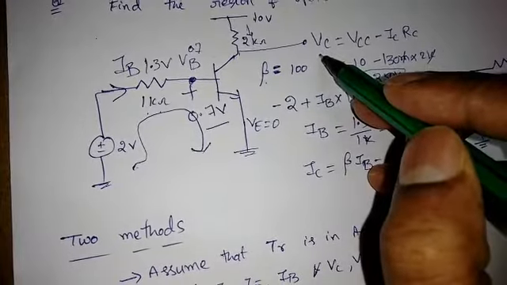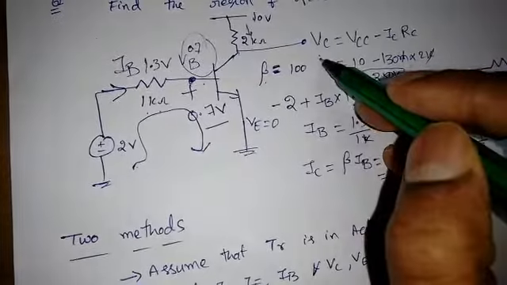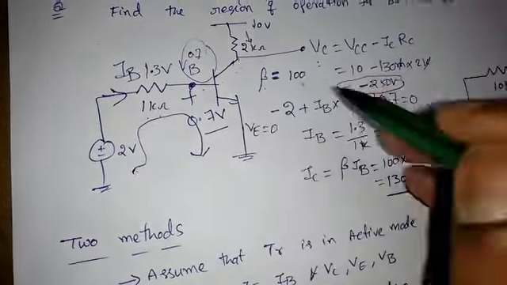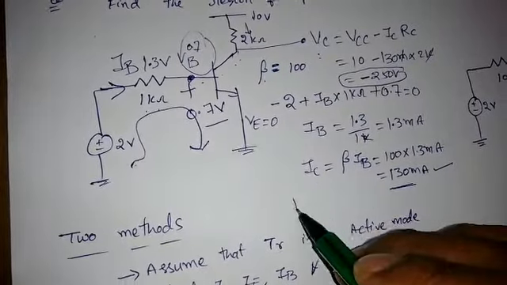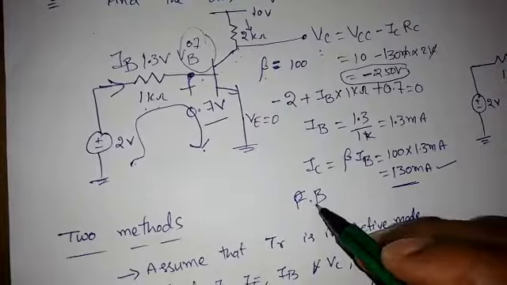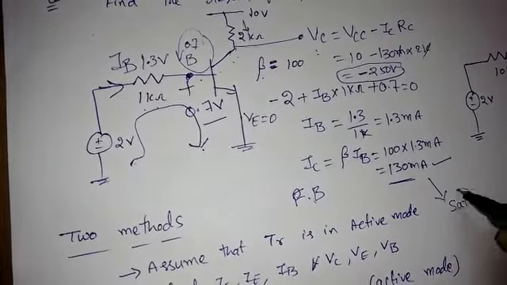So VC should be, actually it is greater than 0.1, but now VB is greater than VC. So the collector base junction is also in forward bias. So the emitter base junction is forward biased, the collector base junction is also forward biased, so the transistor is in saturation mode.